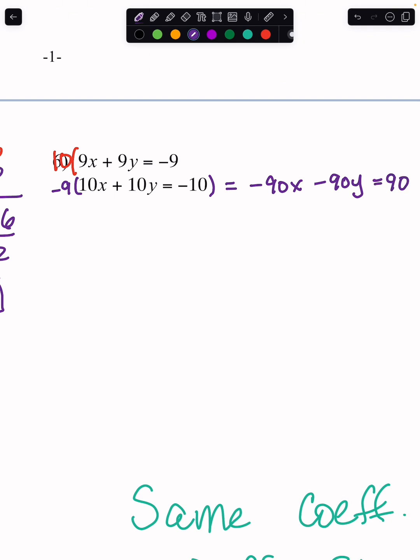10 times 9x is 90x. 10 times 9y is 90y. And then 10 times -9 is -90. Okay? We got to add straight down. That's interesting. -90 and positive 90, that'll cancel. And that cancels. And that cancels. That really means 0 equals 0.